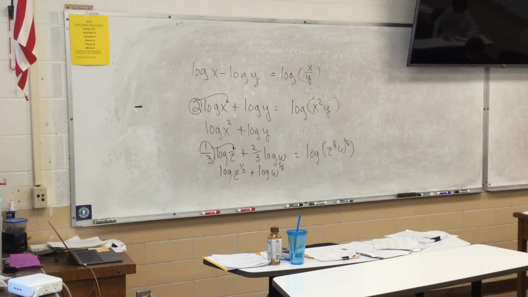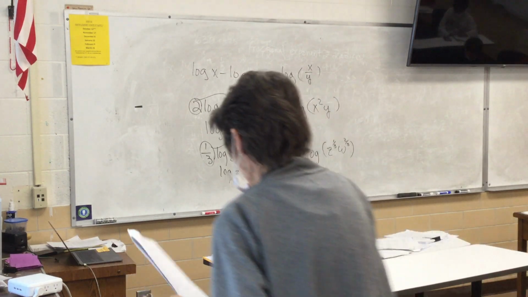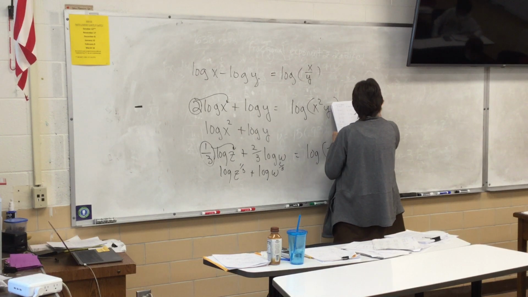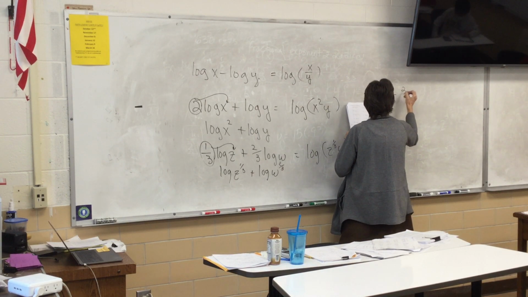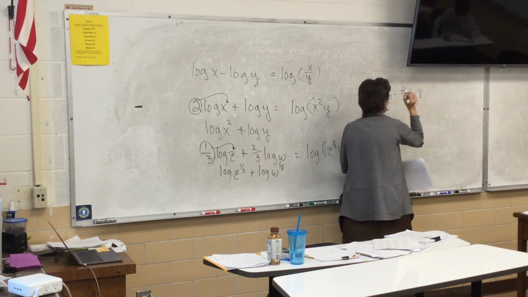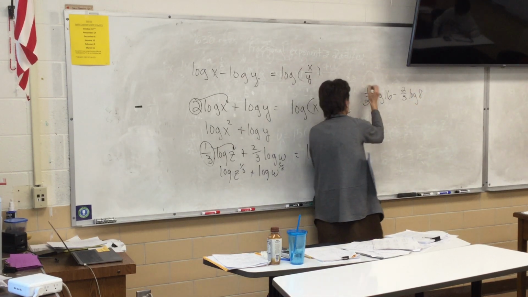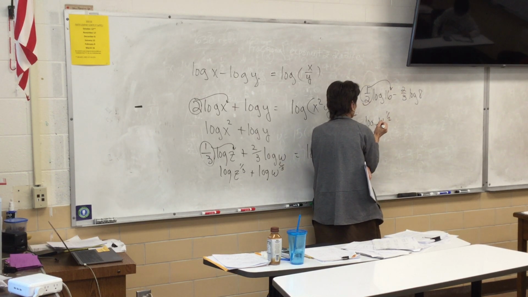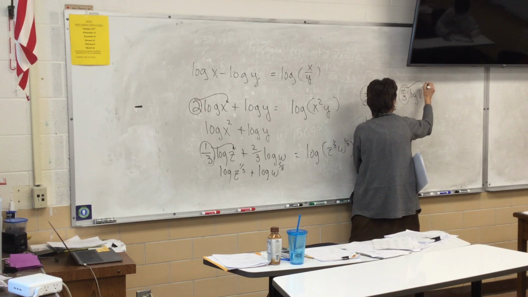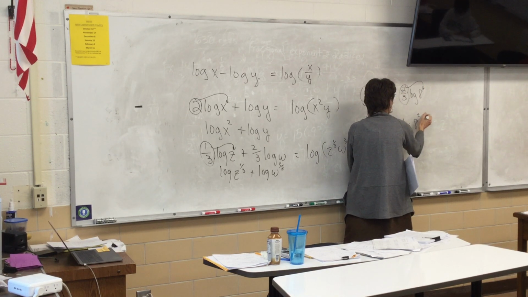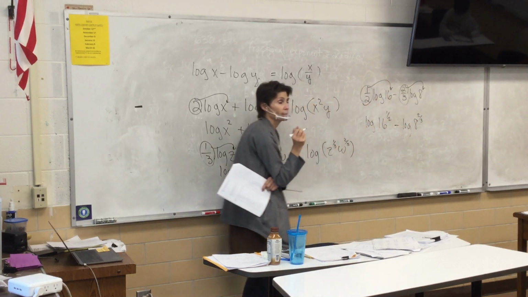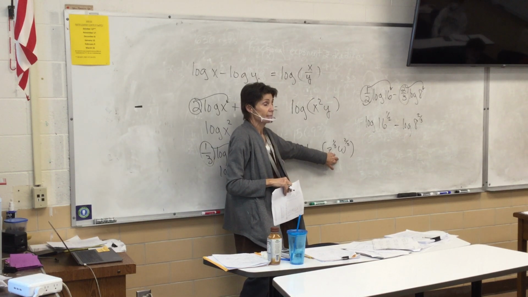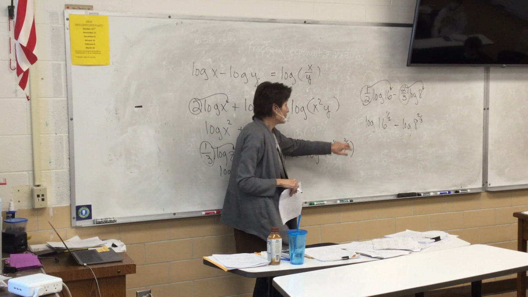All right, what about D? How are you going to start D? Yep, make these exponents. So that's going to be the log of 16 to the 1/2 minus the log of 8 to the 2/3. Now, unlike the last problem, which we just left like this because we couldn't do anything else, this simplifies.